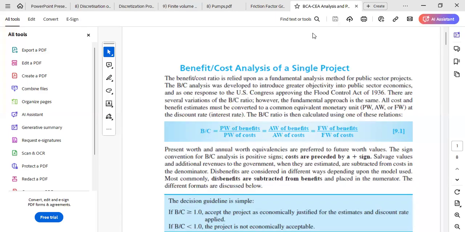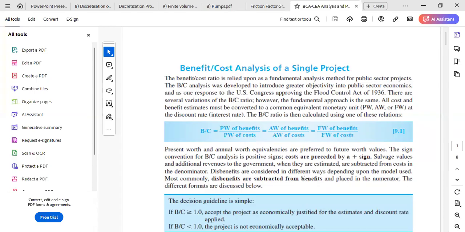It will consider benefits on the society on a larger scale, and it will introduce greater objectivity into public sector economics, as a response to the US Congress approving the Flood Control Act of 1936. So it was initially initiated in the US, and there are several variations of how to calculate this ratio. Now I will introduce for you several formulas, and then we'll do problems on how to calculate this ratio.